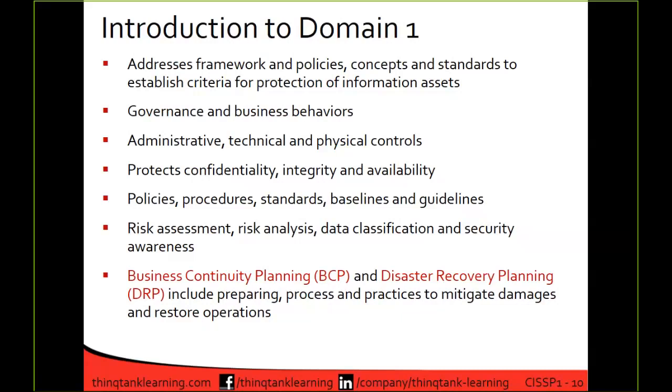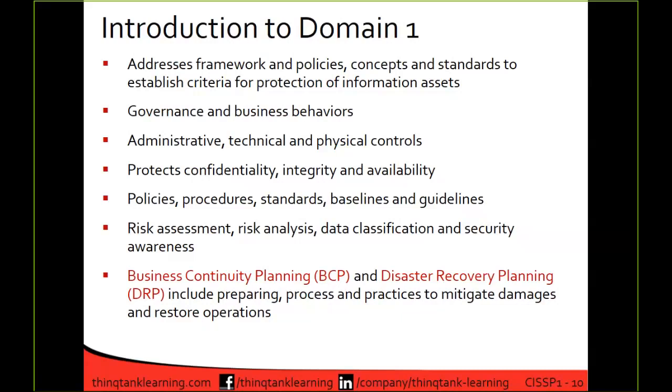Policies, procedures, standards, baselines, and guidelines, all right? Policies are essentially what we're trying to establish. The procedures are how we do that. The standards may be the standards that we follow that drive policy. And then the baselines are what our baseline security posture is, and then guidelines would be other ways to enforce policies, right? Whether it be a physical control, a technical control, or an administrative control.